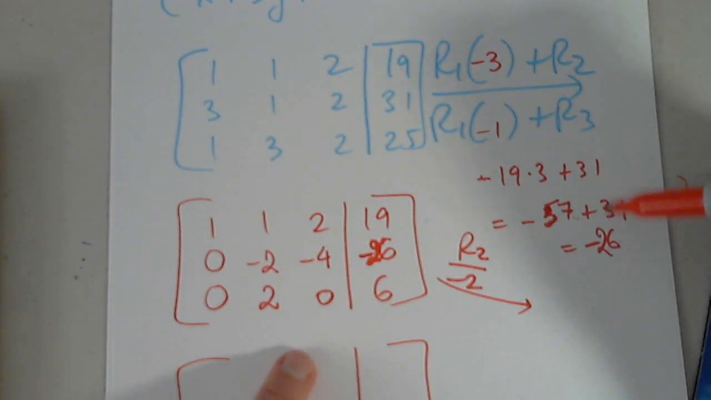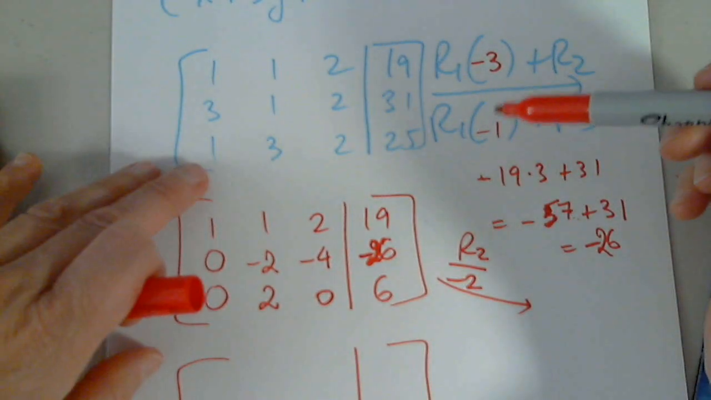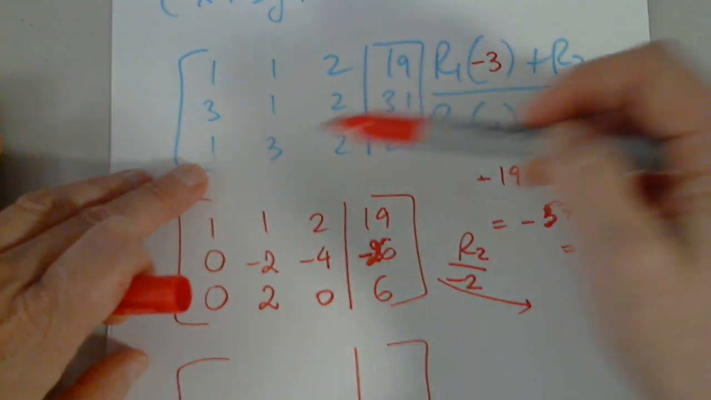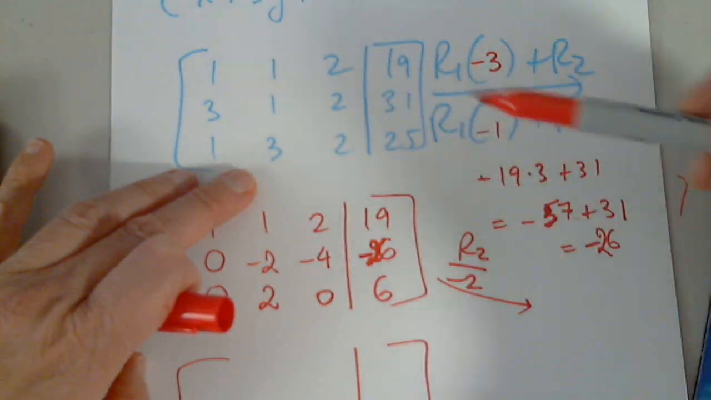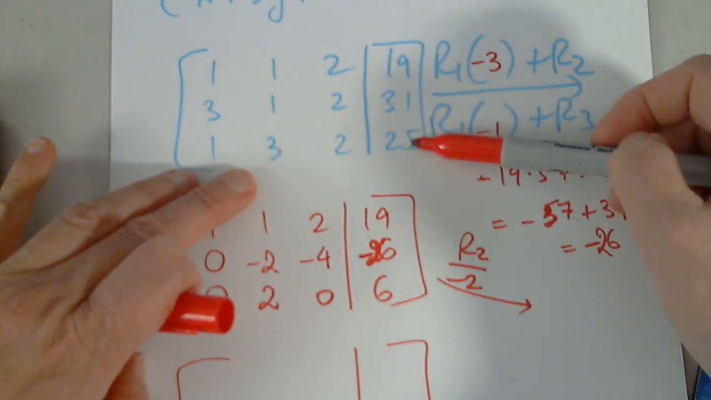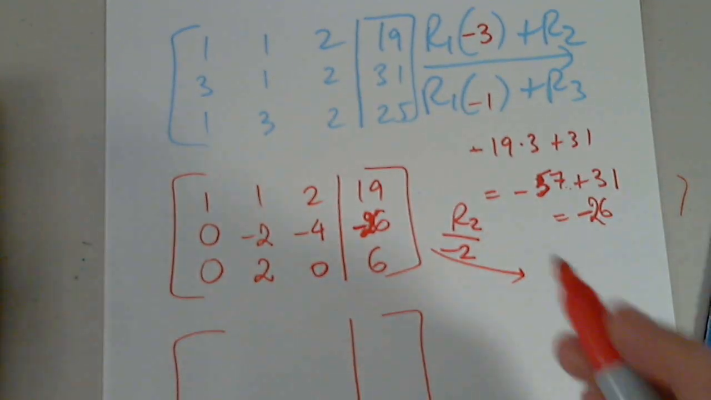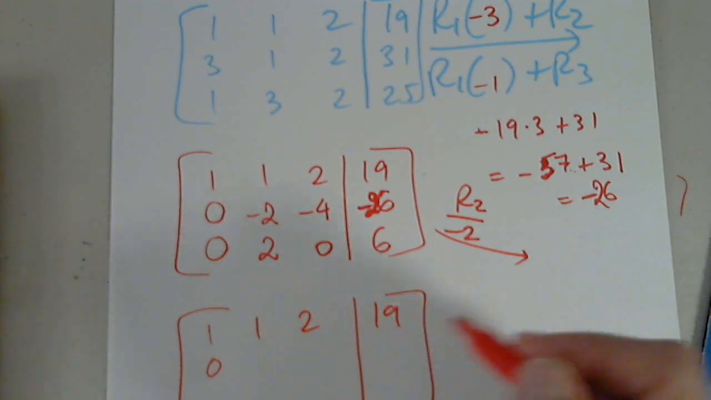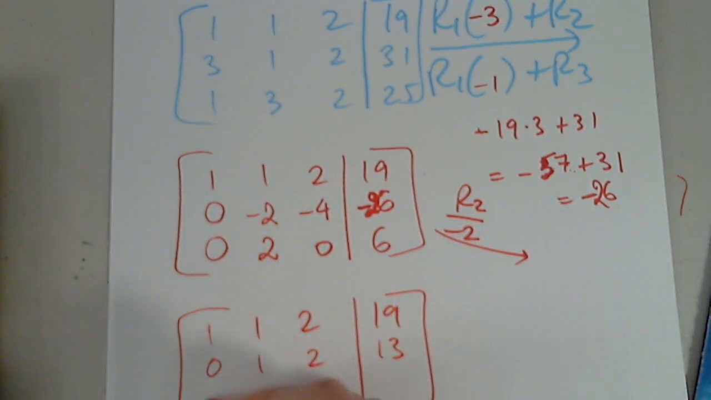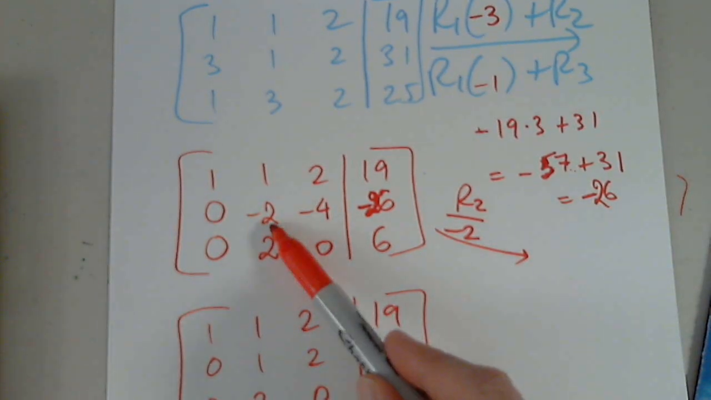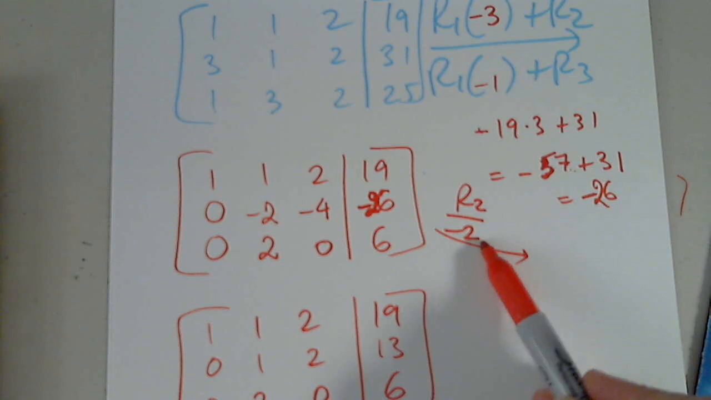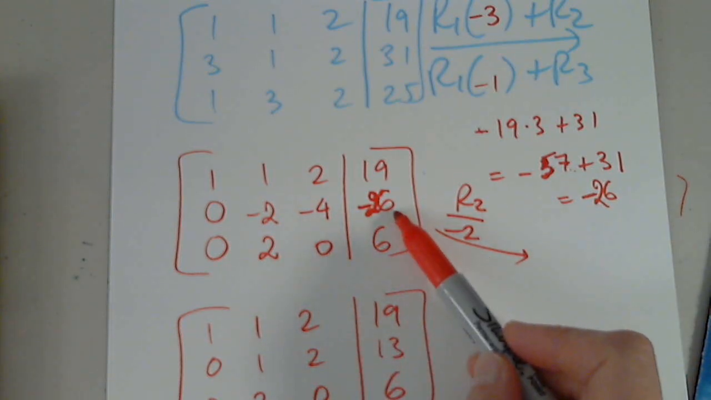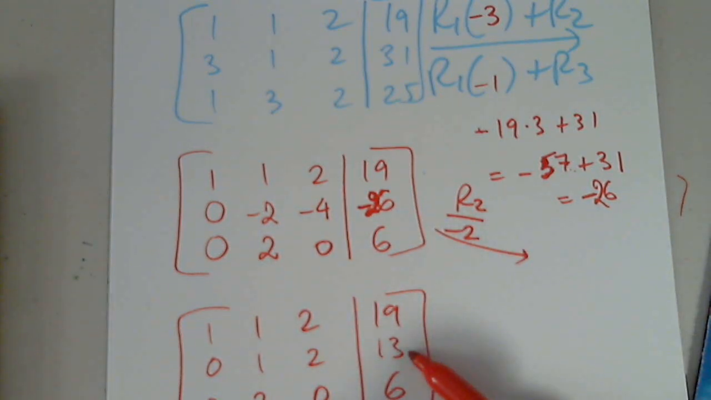Yes. -26. Okay, and now I'm checking the last one again. -1, 2, 0, 6. I think I'm okay now. So 1, 1, 2, 19, 0, 1, 2, 13, 0, 2, 0, 6. So -2 divided by -2, -4 divided by -2, -26 divided by -2.